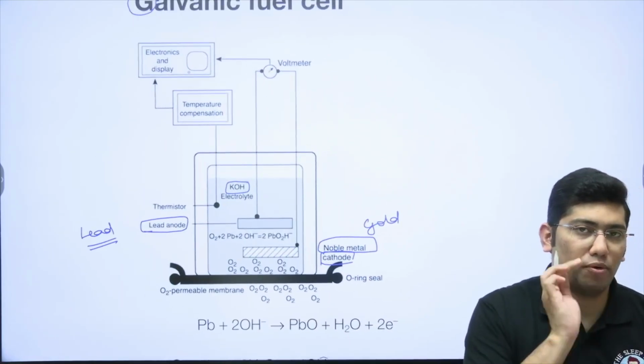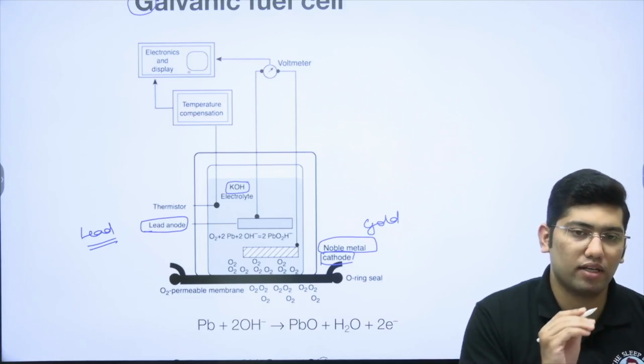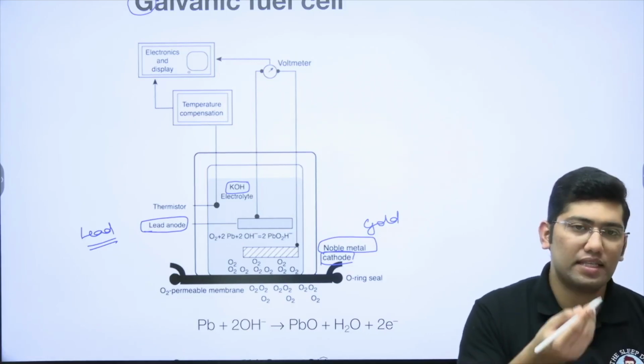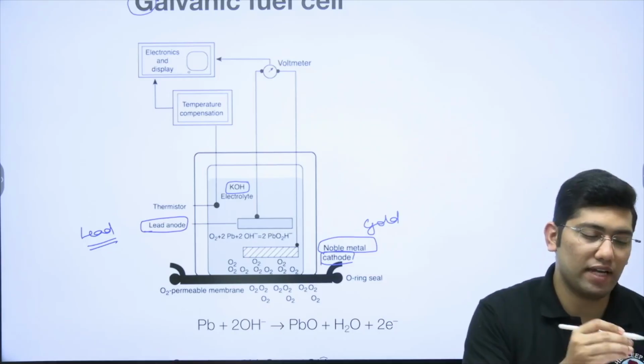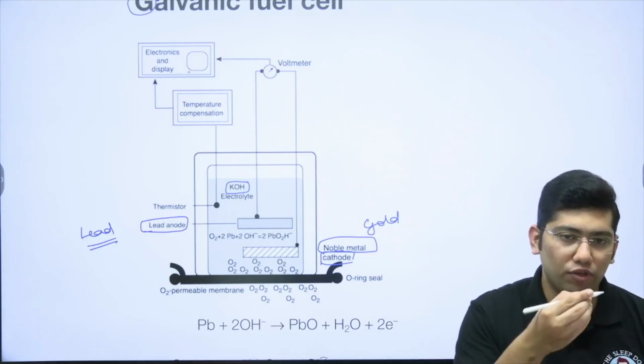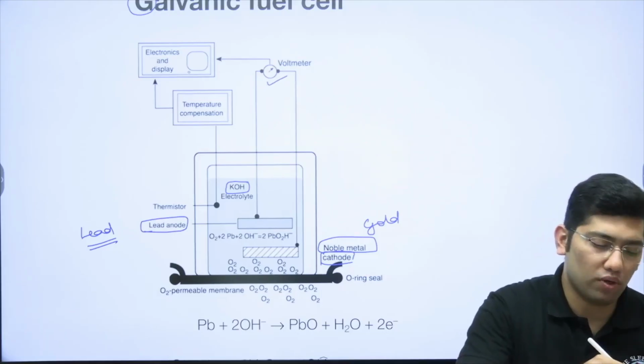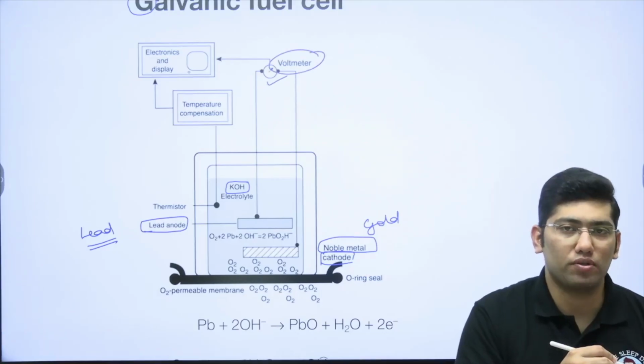Unlike the polarographic Clark electrode, here we don't need to give any external voltage because this itself creates a voltage. That is why it's also known as a fuel cell. It fuels its own mechanism. That's why a voltmeter is kept to identify the voltage produced.